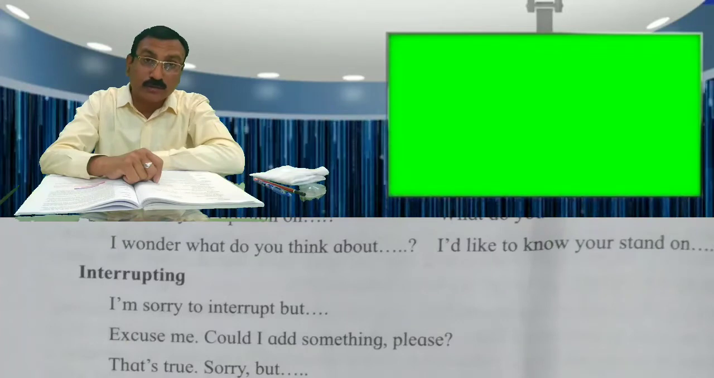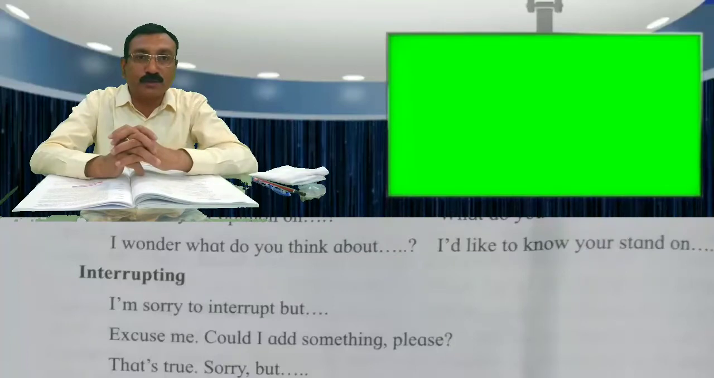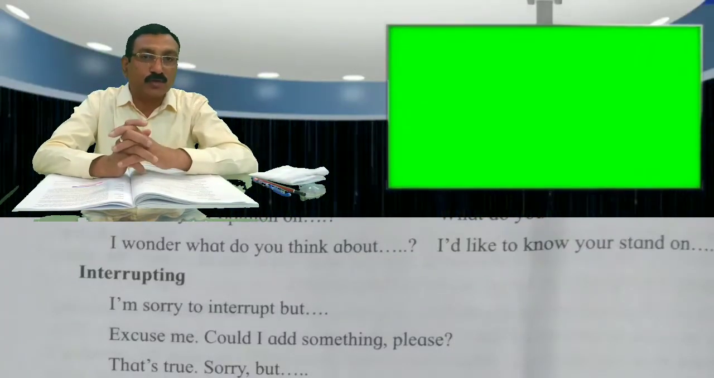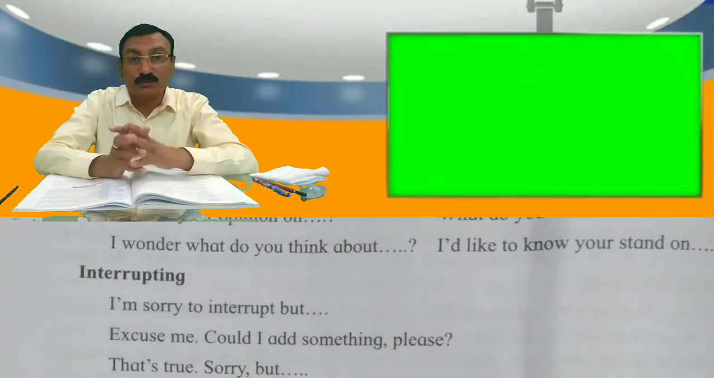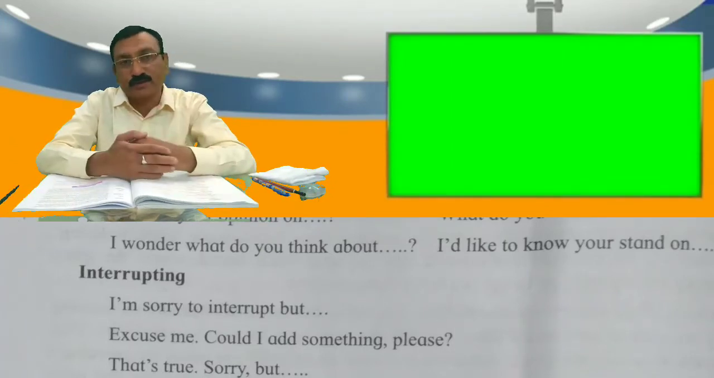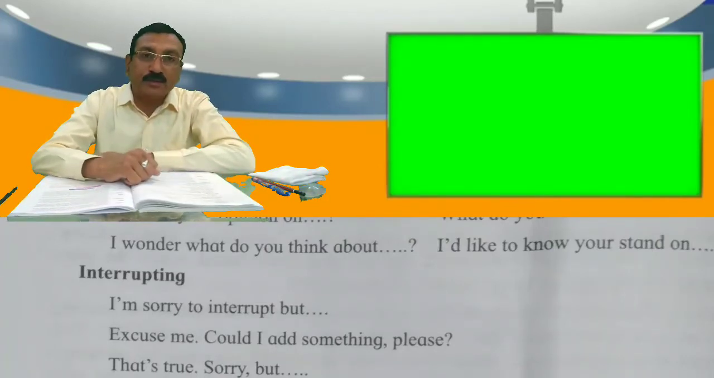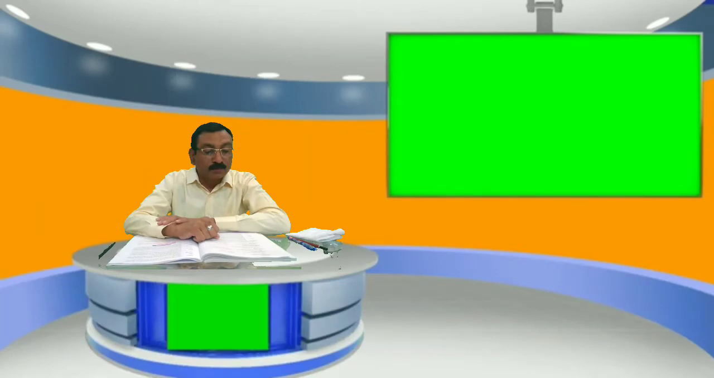That's true, sorry, but. If somebody expresses his opinion and you want to interrupt him or her, first of all you will have to say, it's true, sorry, but I want to say this or that. This is how expressions like this can be used for interrupting the discussion in group discussion. The next point is handling interruptions.